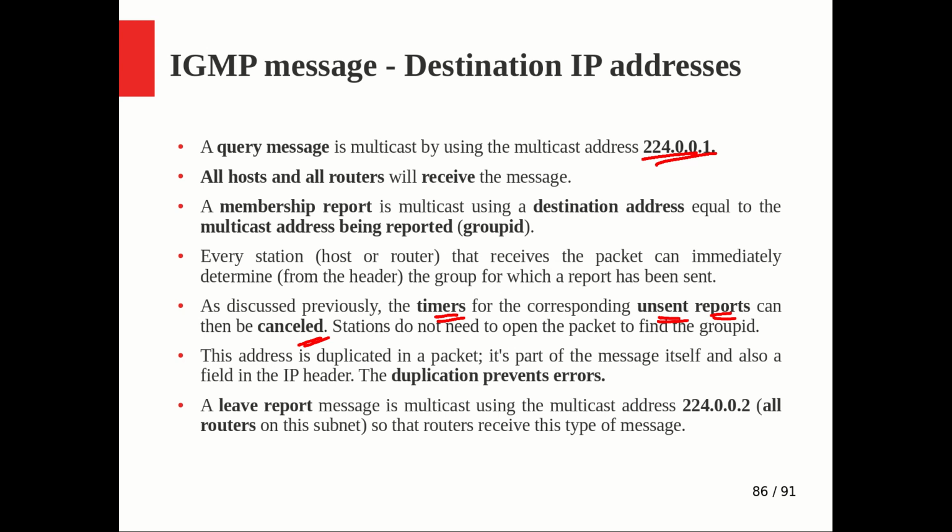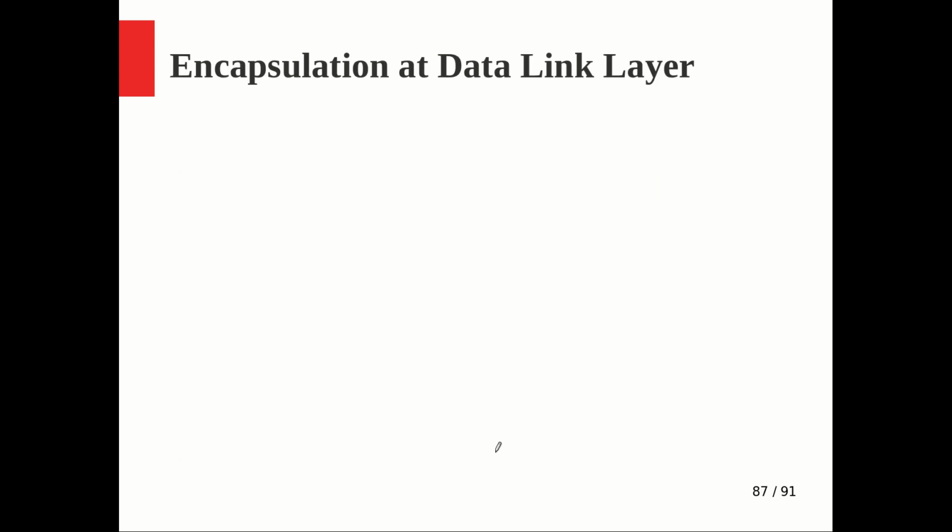A leave report message is multicast to this particular address, and what does this mean? All routers on the way are supposed to receive it. Hosts receive this message too, but as it is broadcast, it will be discarded by the other hosts. So that is about the encapsulation of the IGMP packet inside a network layer IP packet.